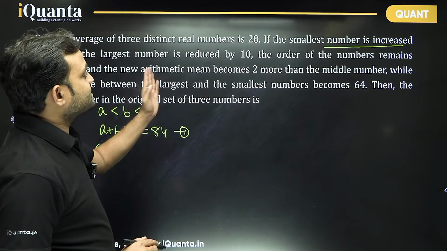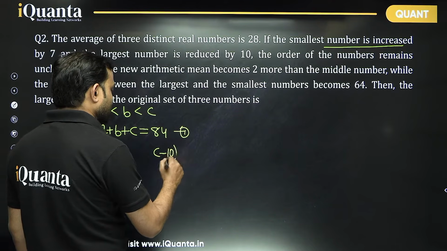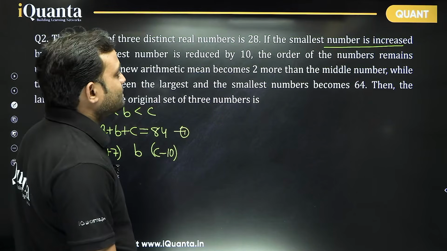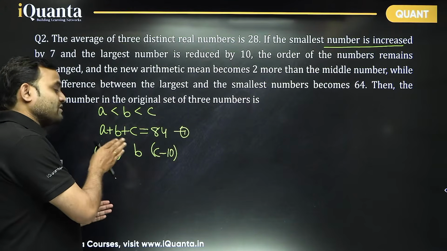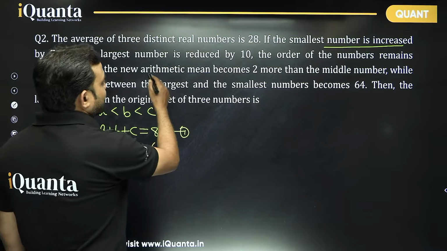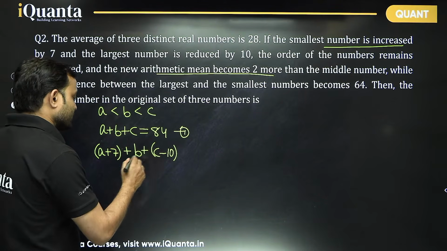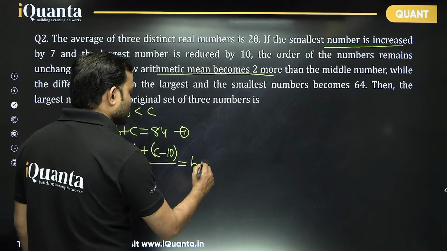The largest number is reduced by 10. So instead of C, we need to take C minus 10. B remains B. The order of the numbers remains unchanged, meaning again A plus 7 will be less than B, which will be less than C minus 10. And the new arithmetic mean becomes 2 more than the middle number.